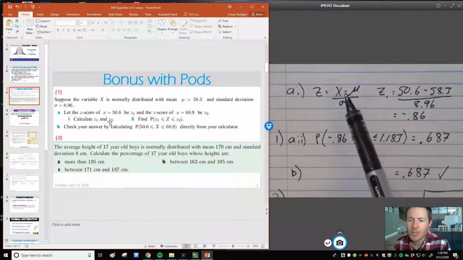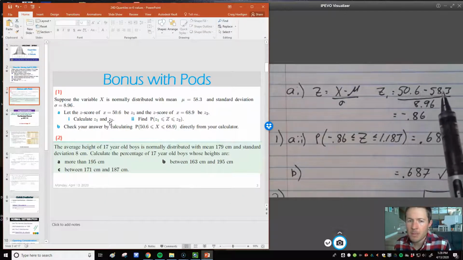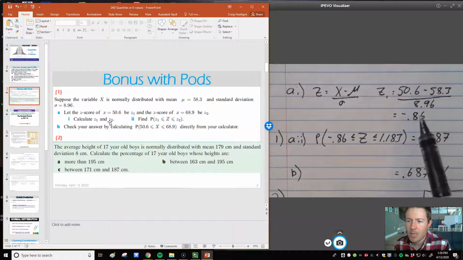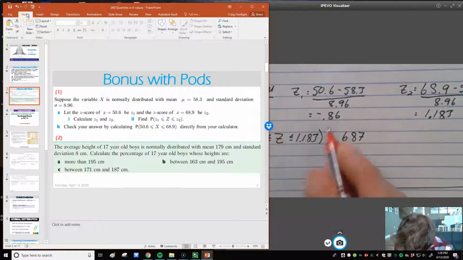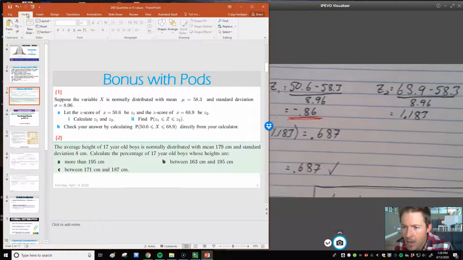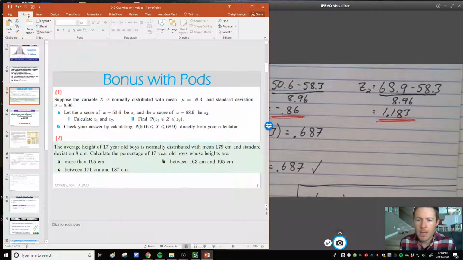Okay, so plugging our scores into this equation. Here's the first score minus our mean, all divided by standard deviation, and I get negative 0.86. So that means this score is negative 0.86 standard deviations below the mean. There's Z1. Let me underline that in red. Z2, same equation. Be careful. There's what I got.